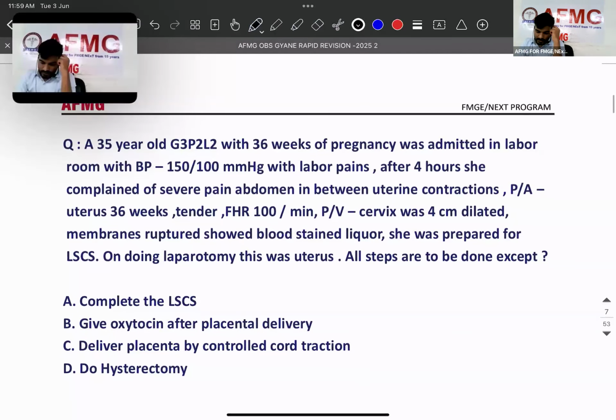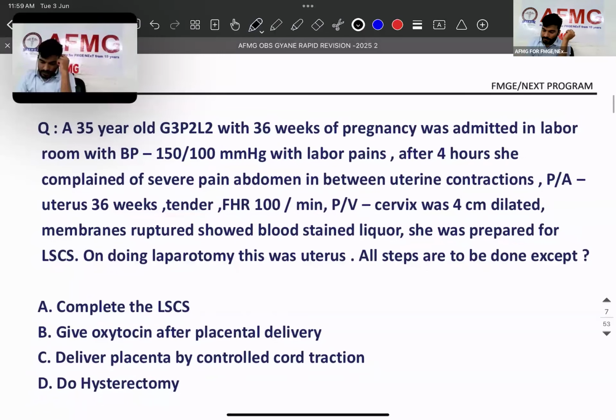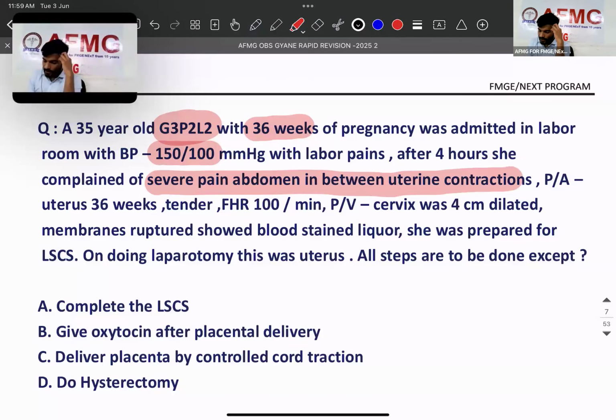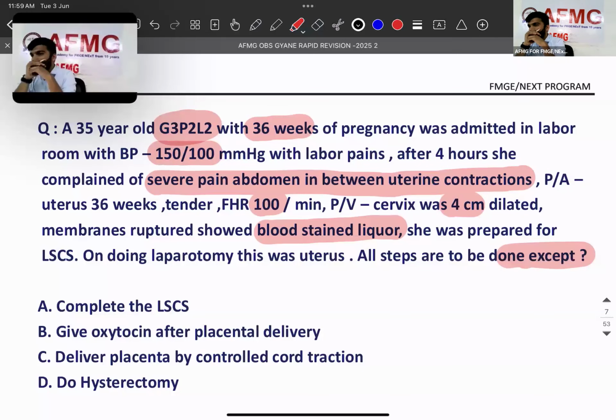Okay. Answer me this question. A 35-year-old gravida 3 para 2 live 2. Understand the question first. How many weeks of pregnancy? Blood pressure is? Loudly, blood pressure is? High. After 4 hours, she is complaining of pain abdomen, and in between uterine contractions. Fetal heart rate is? Cervix is how many centimeters dilated? Membrane show, blood stained? All of the following can be done except. Yes, all of the following you will do except.